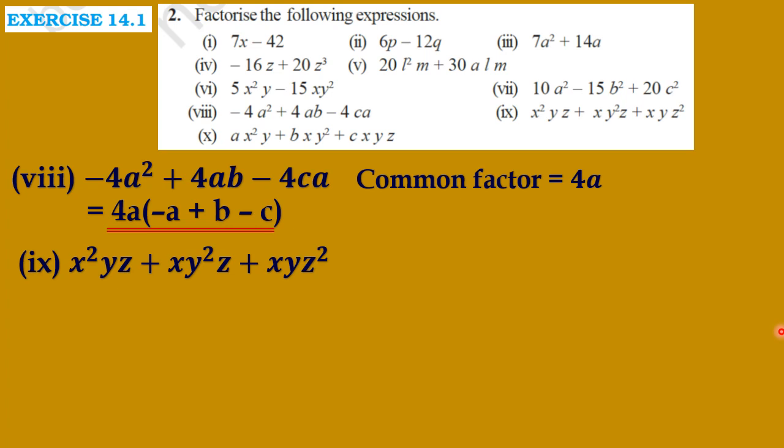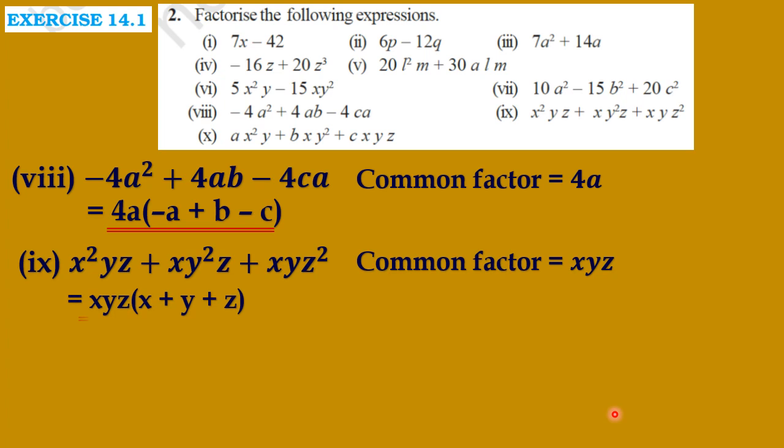Ninth one, x square yz plus xy square z plus xyz square. So what is common? X, the smallest power of x only, y is there, then z is also there. So xyz is the common factor. Let us take that out. What will be left in each term? First term 1x will be left, second term 1y, and third term 1z. So xyz into x plus y plus z.